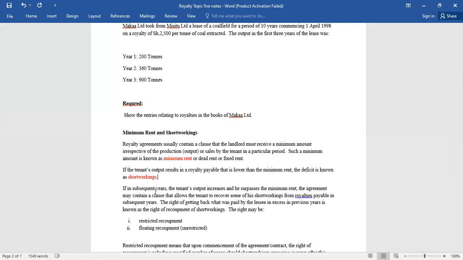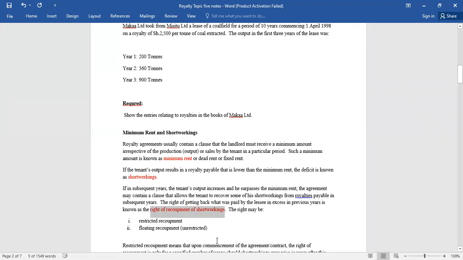If in a subsequent period, or in subsequent years, the tenant's output increases and surpasses the minimum rent, our agreement, depending on what you had agreed initially, may contain a clause that allows the tenant to recover some of his shortcomings from the royalties payable in the subsequent years. The right of getting back what was paid by the lessee in excess in a previous year is called the right of recoupment. So we have another term here. This is the surplus, so our surplus is called the right of recoupment of shortcomings.